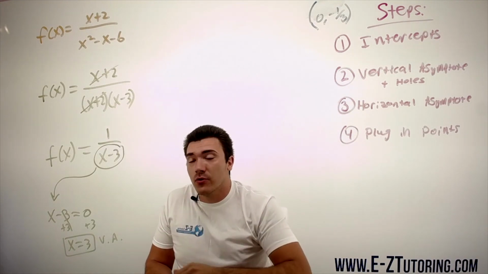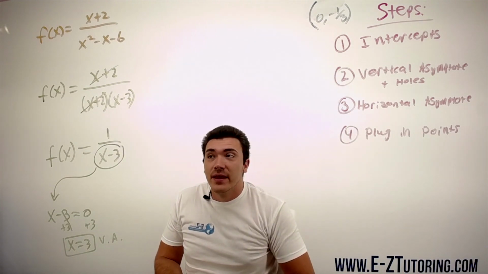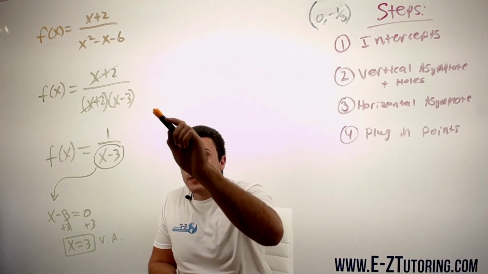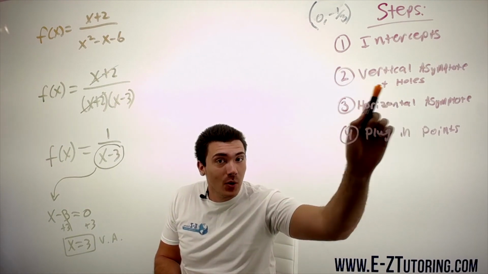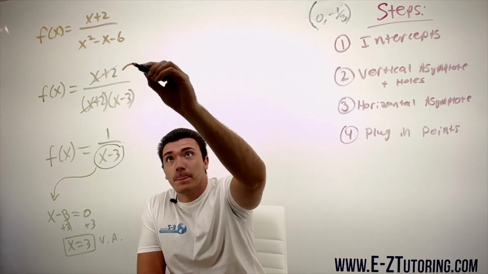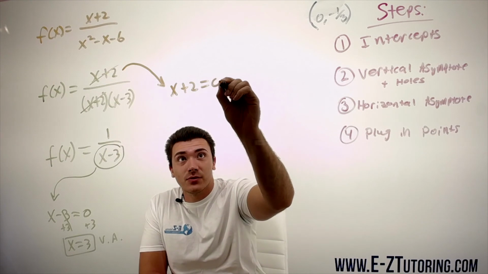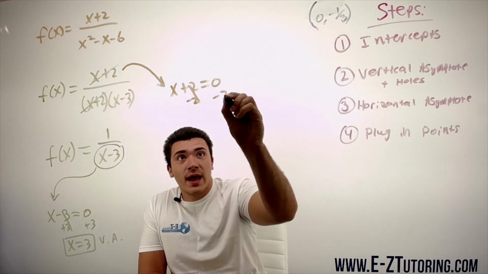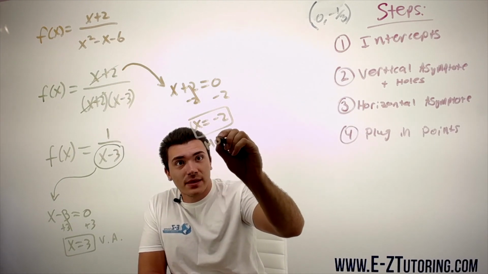Now why do we have to cross these out? Why isn't x equals negative 2 a vertical asymptote? Well, whenever you can cross out something in your denominator with your numerator, that is where holes come into play. So x plus 2 has to do with one of our holes. So we take x plus 2 and we set it equal to 0. And we solve for x, and we get that x equals negative 2 is a hole.